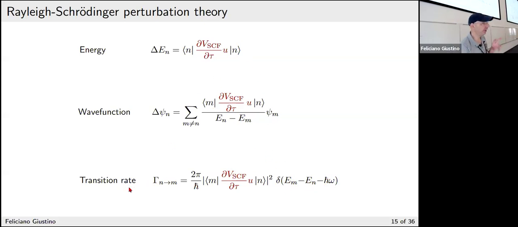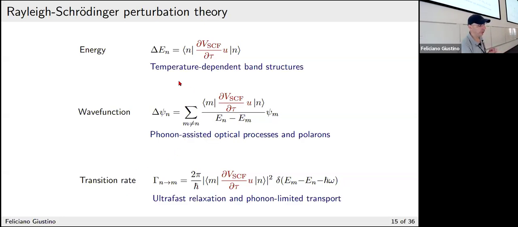The answer is that these three recipes are the key to understand most of the things we want to do during this week. In particular, the first recipe is the key to understand how band structures depend on temperature. We're going to see that in a second. Then the second recipe is the key to understand phonon-assisted optical transitions, like absorption or emission, and also to understand how polarons form, how you have self-trapping in a solid. And the third recipe is important to understand, for example, ultrafast electron dynamics, or also carrier transport like electrical conductivity, electrical mobility, and so on. So all of these three recipes are the key to understand all of these phenomena.